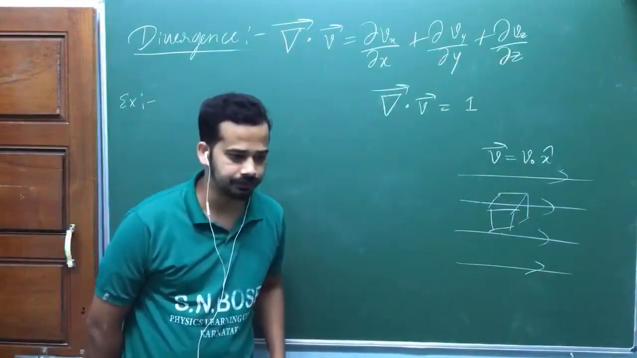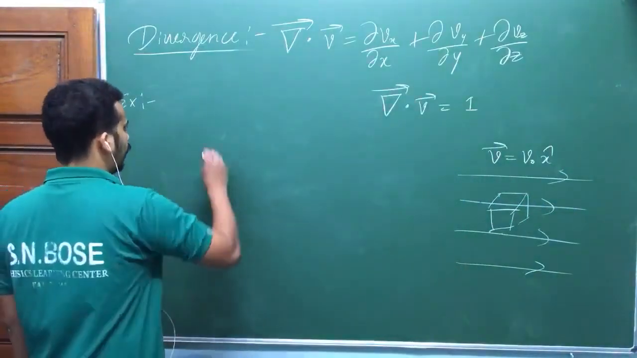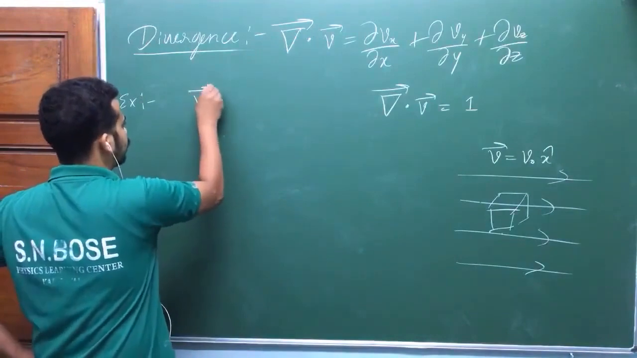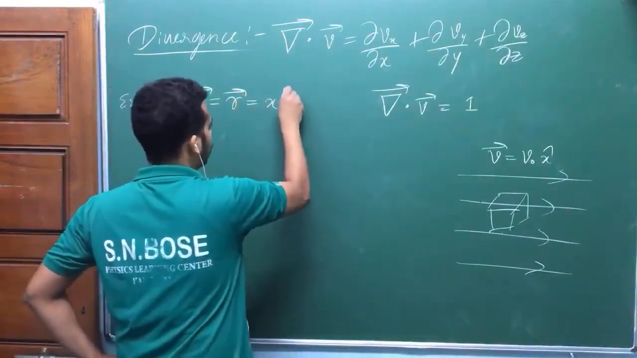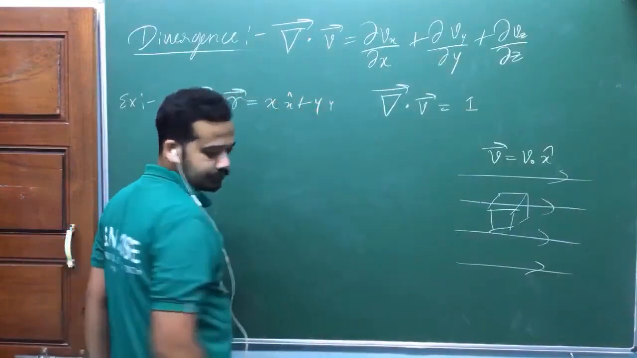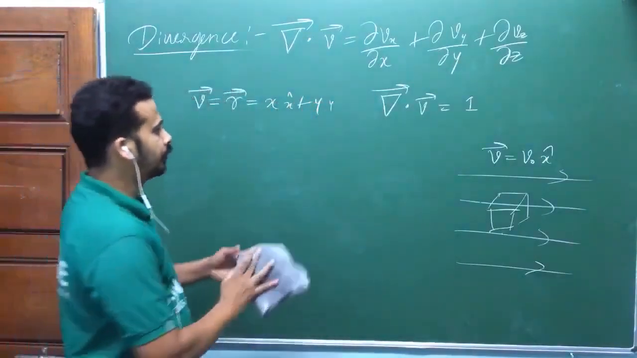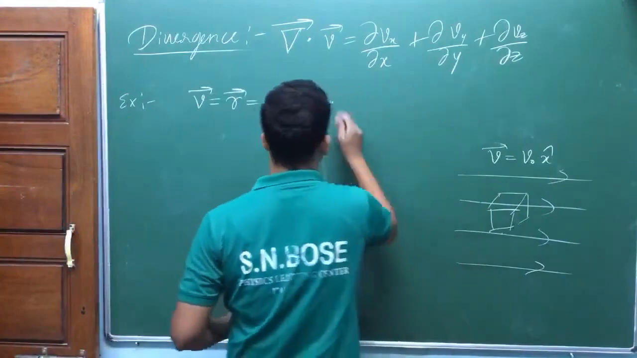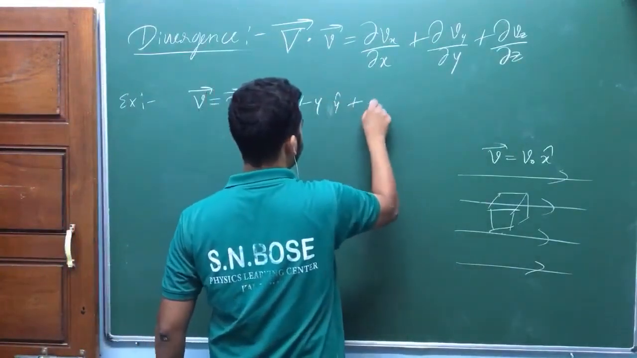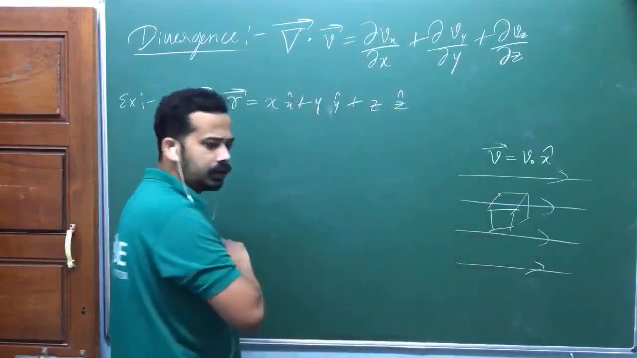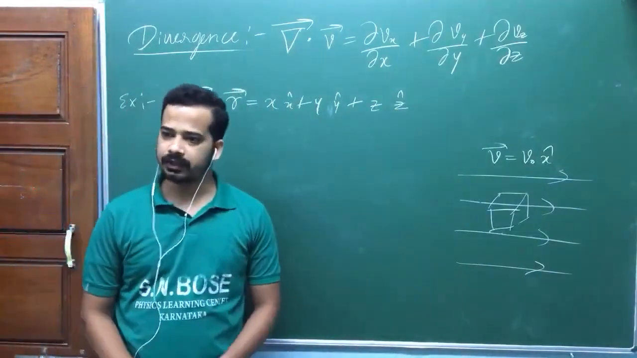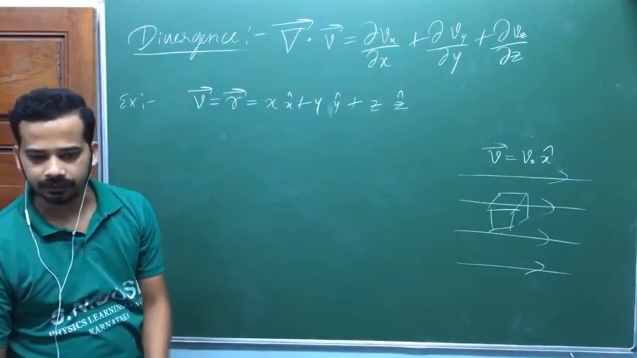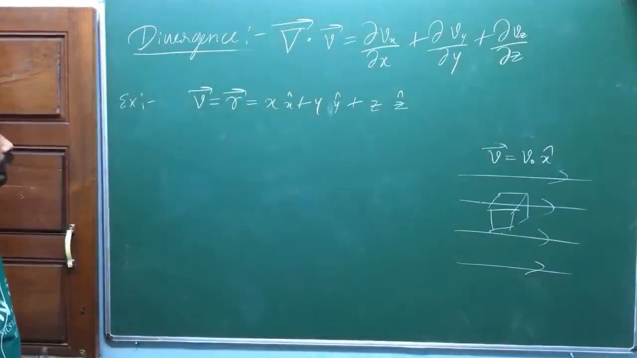Okay? Now look at here. Suppose I take a vector field like this. Vector field is equal to R vector, that's equal to x into x cap plus y into y cap plus z into z cap. Am I right? What is my vector field? That's the position vector field. Can I say like this? Position vector field, or radial vector field.